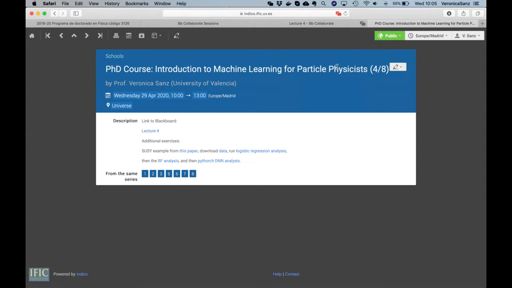And this is here. So you go to the Indico of the course. You see that as an additional exercise, I allow you to do a supersymmetry example from a paper. There are two reasons why I want to do this. One, because some of you will be working on particle physics and phenomenology of particle physics or experimental particle physics, and might be familiar with SUSY and searches, or searches in general for new physics, and this might be useful.